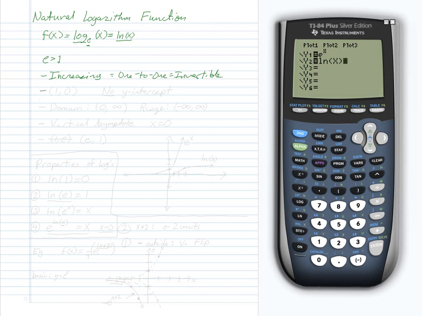It will contain an x-intercept at (1, 0). It will have a domain from 0 to infinity, not including the 0. And its range will reflect the domain of the natural exponential function. The range of this logarithm function, just like every logarithm function that we've seen, will be negative infinity to infinity.